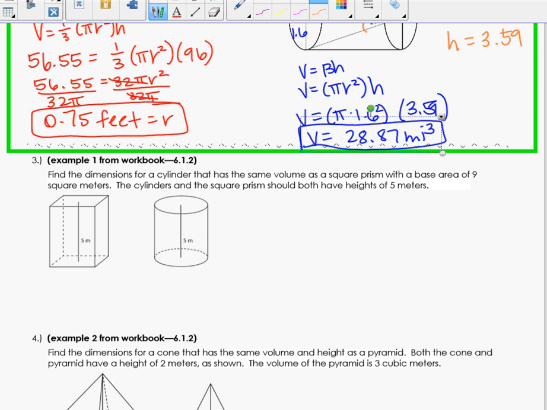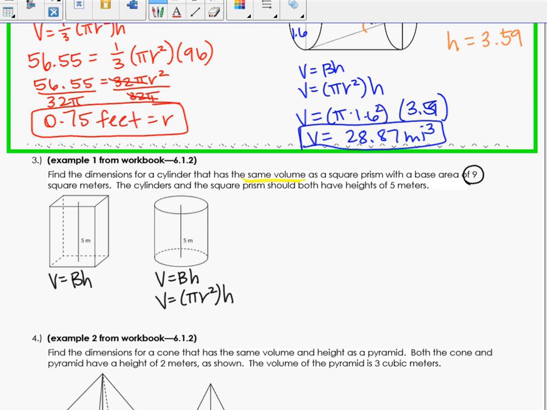So for number 1, it says find the dimensions of a cylinder that has the same volume, so that's important, the same volume as a square prism with a base area of 9 square meters. The cylinder and the square prism should both have heights of 5 meters. So if you think about it, this is your prism. Your volume is area of the base times the height. Same thing here. In this case, your volume is going to end up being pi r squared times the height because it's a circle. This is a square.